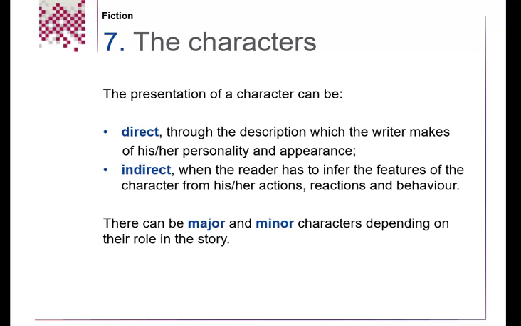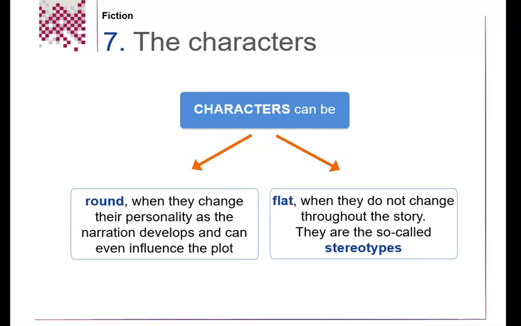There can be major and minor characters depending on the role in the story. The characters can be round when they change their personality as the narration develops and can influence the plot. For example, Tom Jones is a round character because at the beginning of the story he's very naive, a bit stupid, he believes everything. He takes silly decisions, but in the end he's a more mature boy. Flat characters do not change throughout the story. They are the so-called stereotypes.